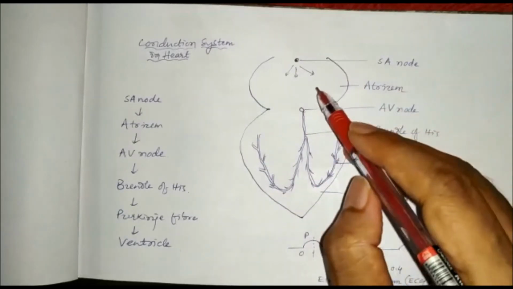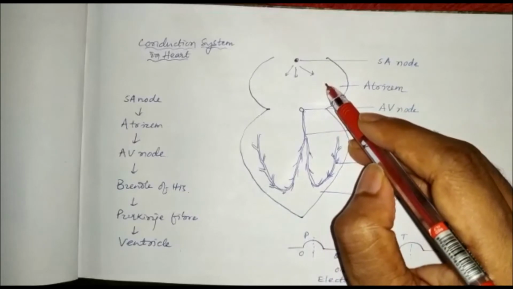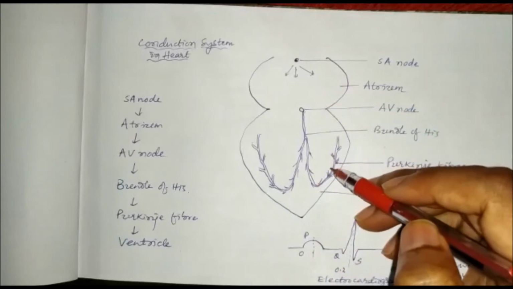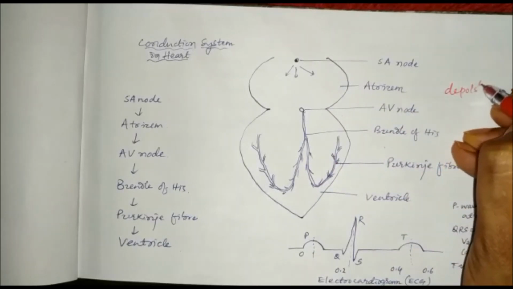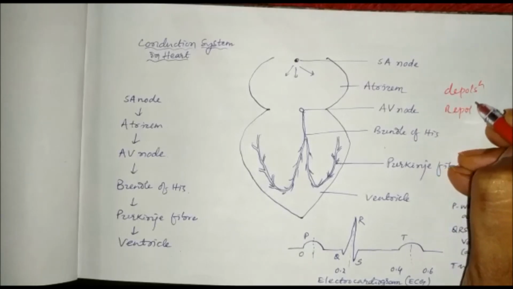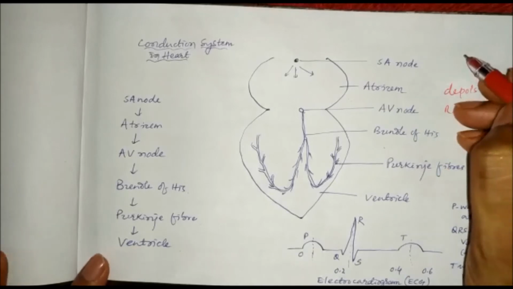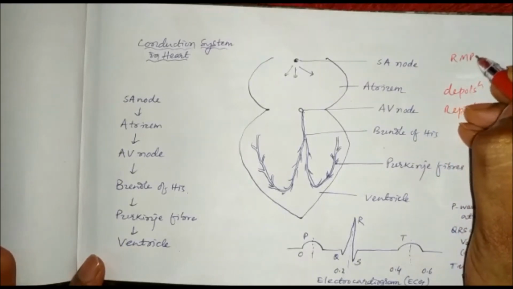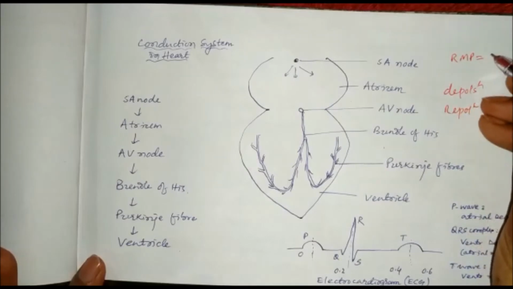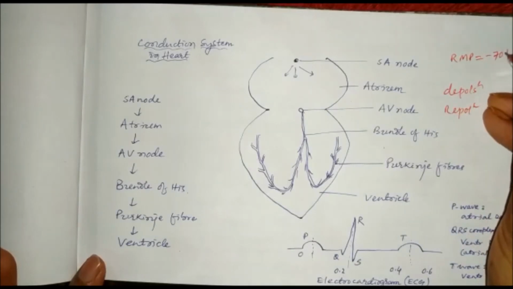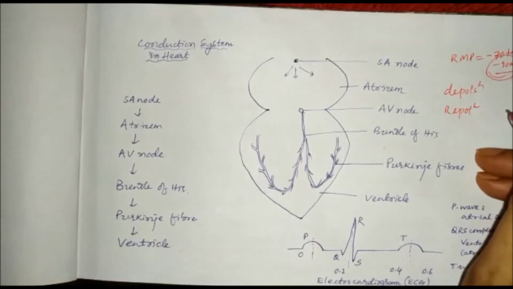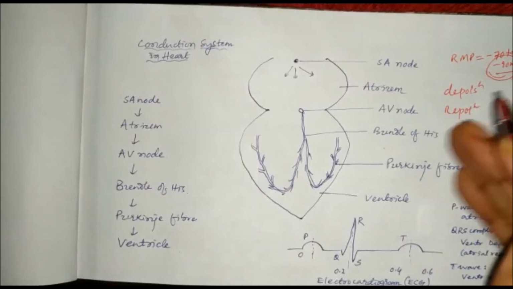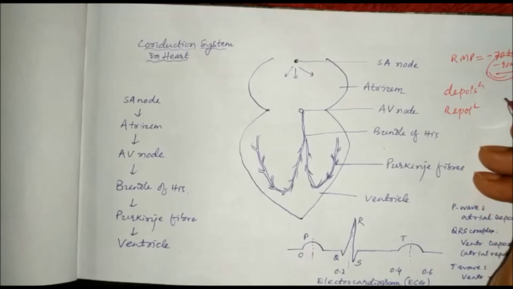So initially there will be atrial contraction or atrial depolarization, then there will be ventricular depolarization, then relaxation is repolarization. So we can use two terms: depolarization for contraction and repolarization for relaxation. Depolarization means, in a normal cell, the resting membrane potential is in minus, so minus 70 to minus 90 millivolt. In myocardial fibers it is minus 90 millivolt. That means there is a gap of 90 millivolt between the outside and the inside of a myocardial cell.